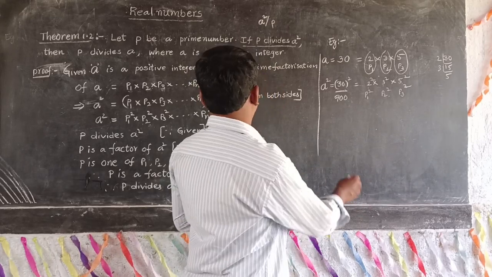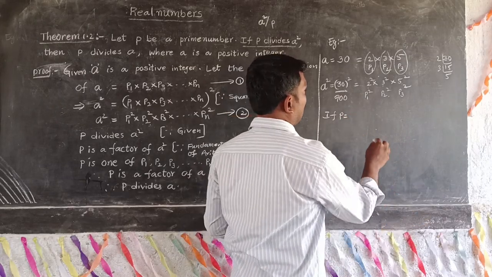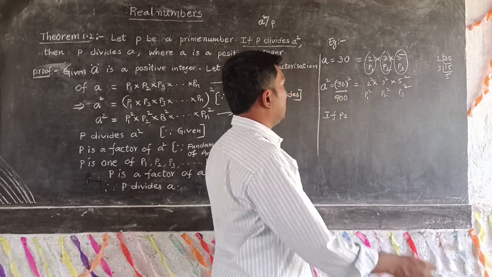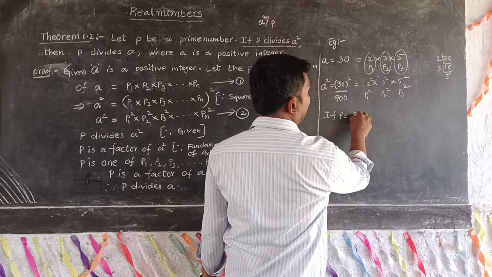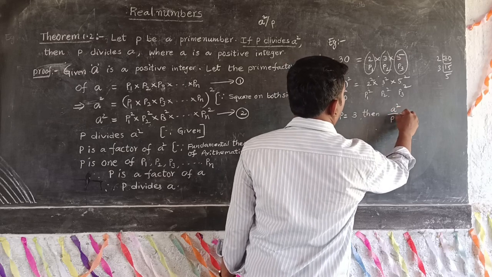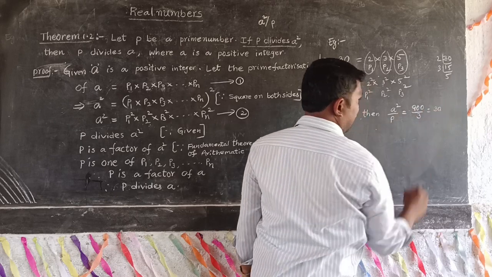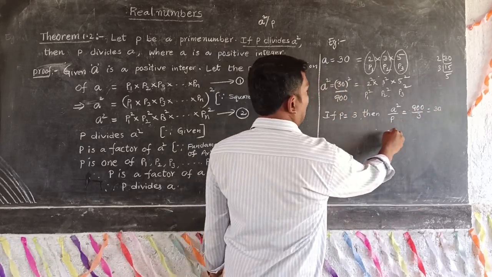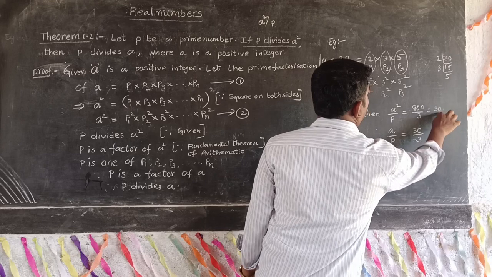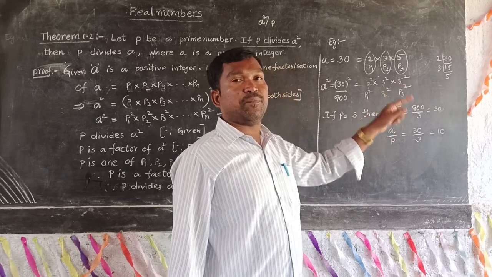If P equals 2 or 3 or 5, you can take any, no problem, since P is one of P1, P2, P3 and so on Pn. Here take only 3. If P equals 3, then A square by P is 900 by 3, which is 300, exactly divisible. A by P is 30 by 3, exactly divisible. So P divides A square, and P divides A.